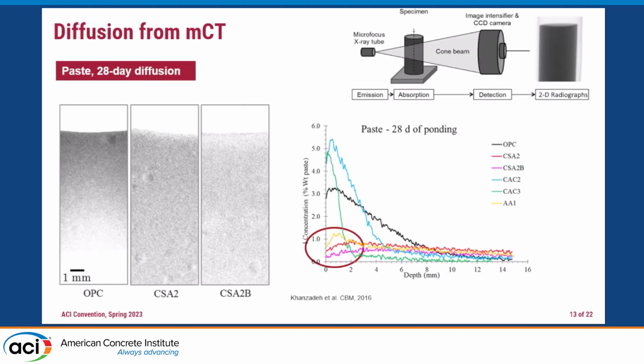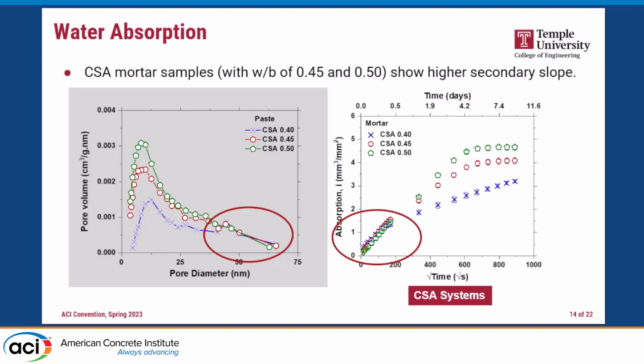And the reason for this higher secondary rate in the case of the higher water-cement ratios is connected to, again, from my PhD study, Amir discussed a little bit, basically the interconnectivity of the system, right? So the other observation we had in the CSA samples, at the initial stage, really we don't see that much difference between different water-cement ratios.